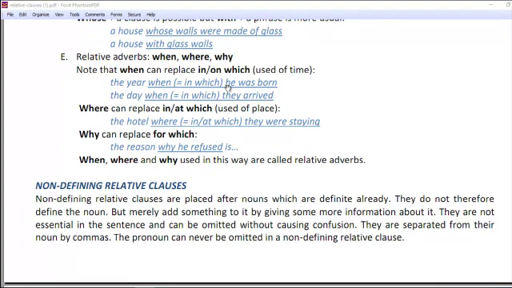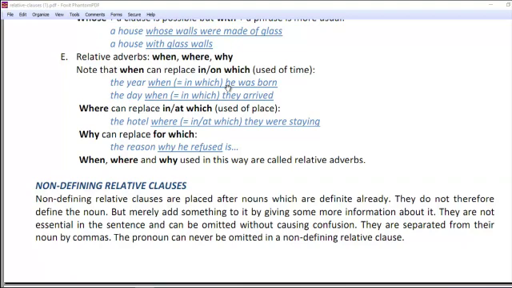Why can replace for which, okay? Like the reason why, and we used why because we are asking about the reason, okay? The reason why he refused is so and so. When, where, and why used in this way are called relative adverbs, okay?